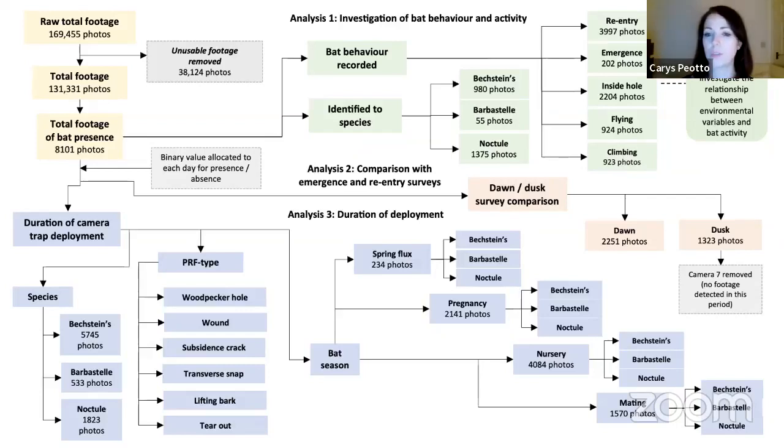So we decided to break this down. We thought maybe the duration of deployment might vary depending on whether you're looking at Barbastels, Bechsteins, or noctules, whether you're looking at different PRF types, a large open feature or a more discrete feature, and also the bat season. We know that bat activity changes through the year, so it stood to reason that perhaps the duration of deployment would change as well.